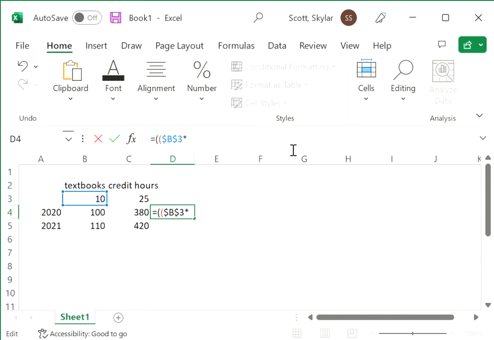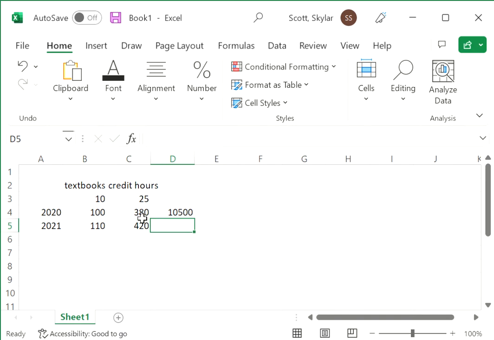We're going to multiply it by the cost per book, which in 2020 is going to be that figure. And we're going to sum it with their credit hours as well, which again is going to be 25 in both 2020 and 2021. So we can go ahead and put the dollar signs there, and multiply it by the cost per credit hour, 25 credit hours. And we're going to let that equation work itself out. $10,500 in total for books and credit hours for that semester.